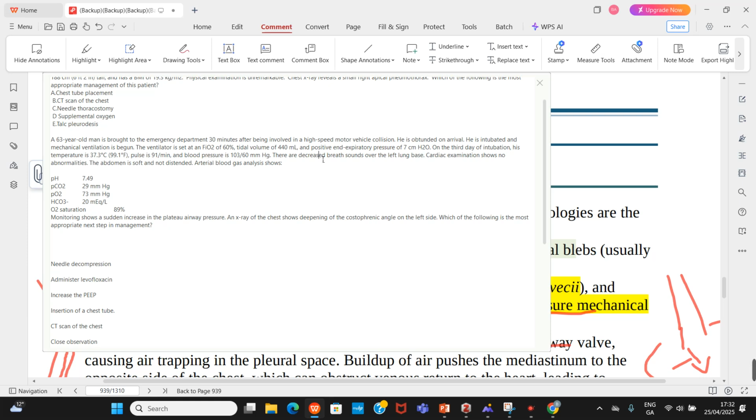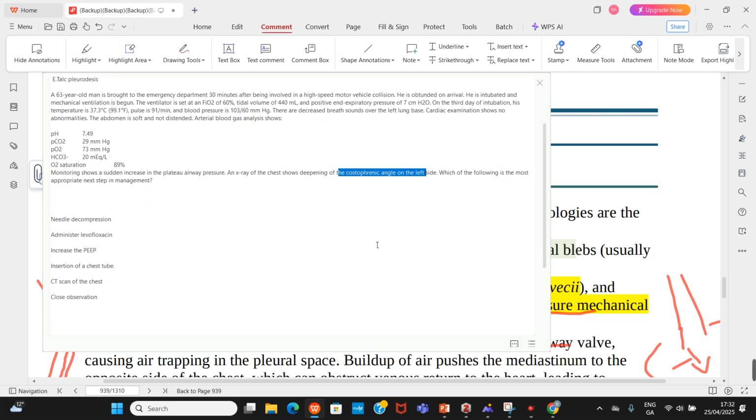So that's just telling us that it's on that side. And again, it's in keeping. If they are telling us that breath sound is decreased on the left side, and they are telling us that the X-ray is showing another thing, maybe on the right, then we'll be confused. But all the pathology is on the left. So it shows us where the problem is.